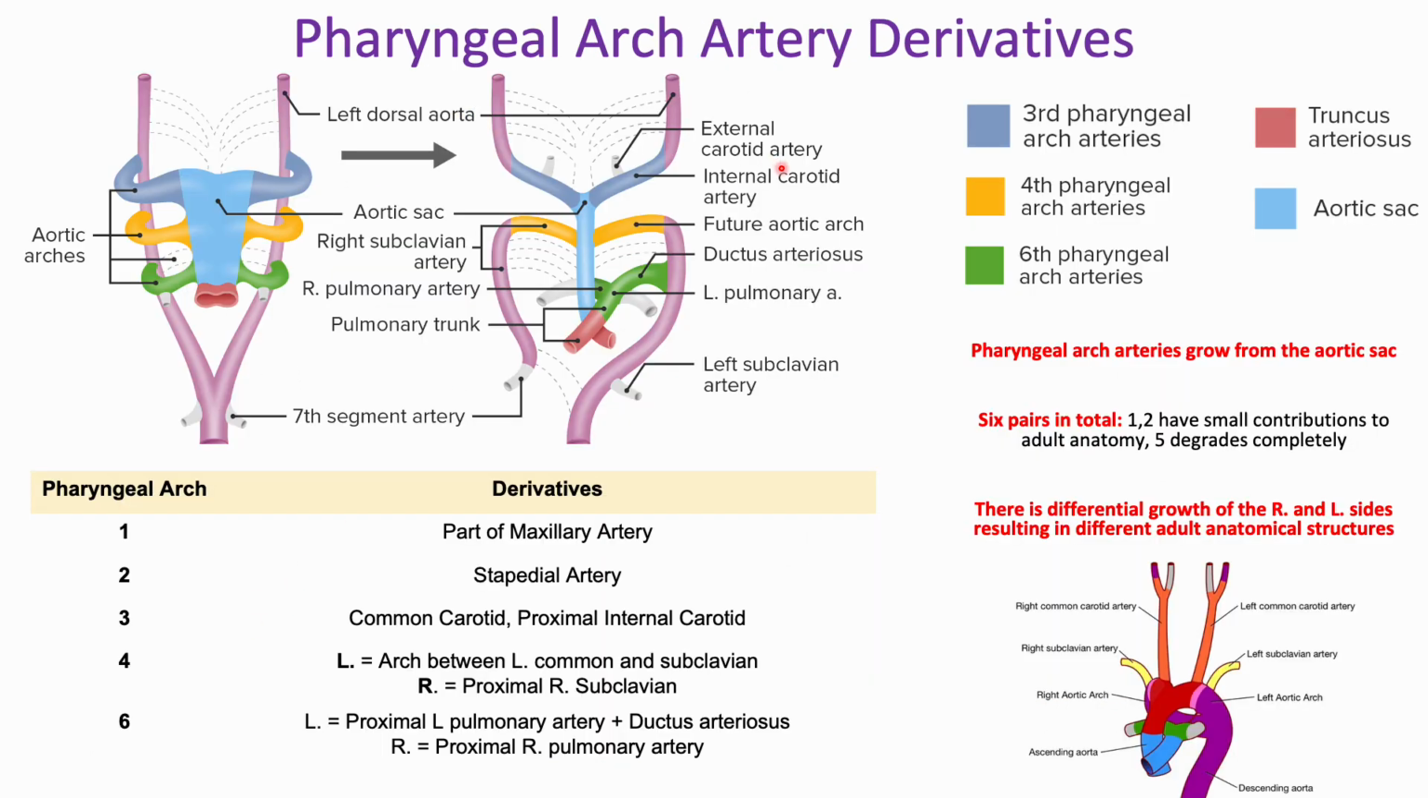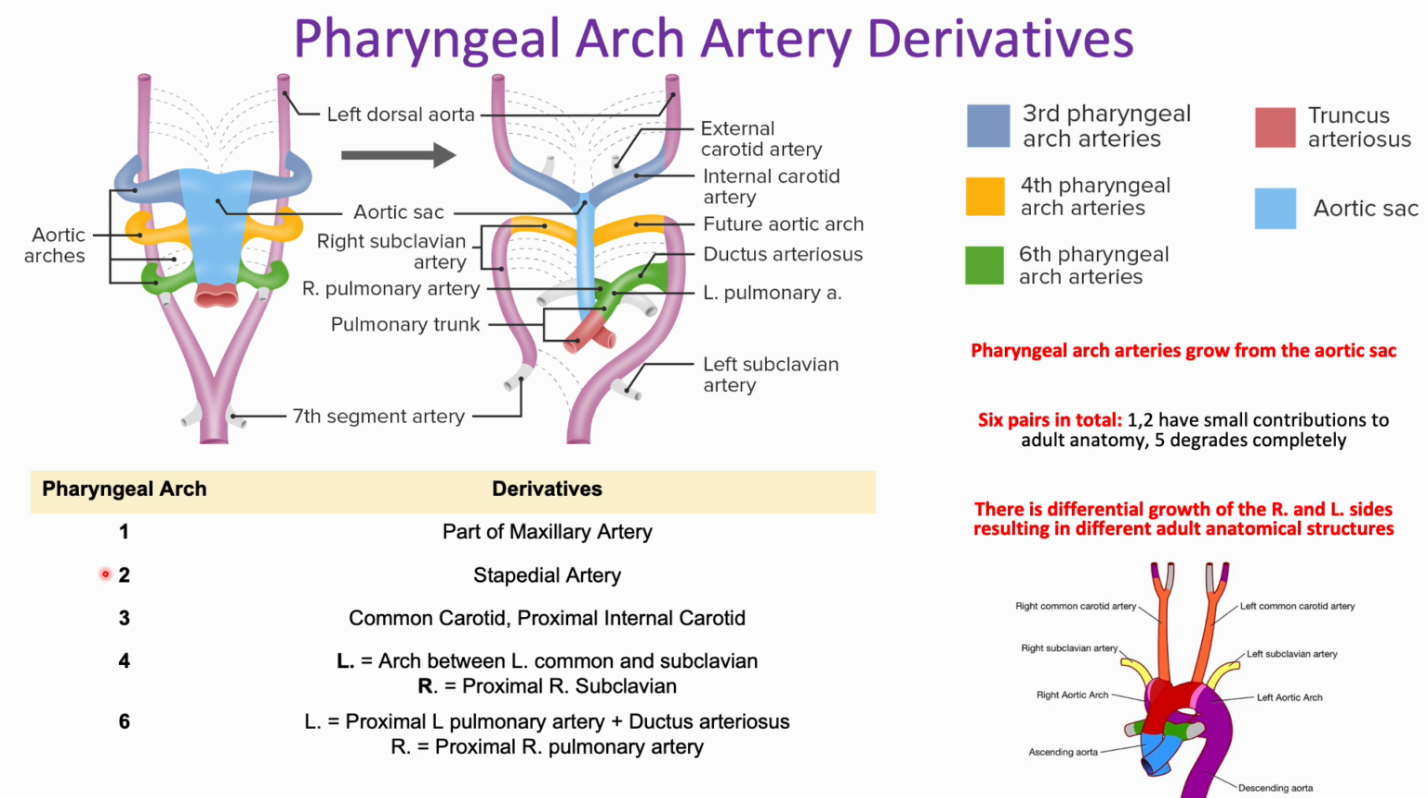Here we're talking about pharyngeal arch derivatives. Initially in development, the pharyngeal arteries originally form from an aortic sac, so it's just one continuous structure. Eventually, the arteries branch off and develop into their adult structures. There are 6 total pairs, just like there are 6 total pharyngeal arches, but for the pharyngeal arch arteries, 1, 2, and 5 degrade pretty significantly. So 1 and 2 have small components in the adult anatomy, and 5 is completely absent. The main vessels to keep up with are the branches from pharyngeal arch 3, arch 4, and arch 6.